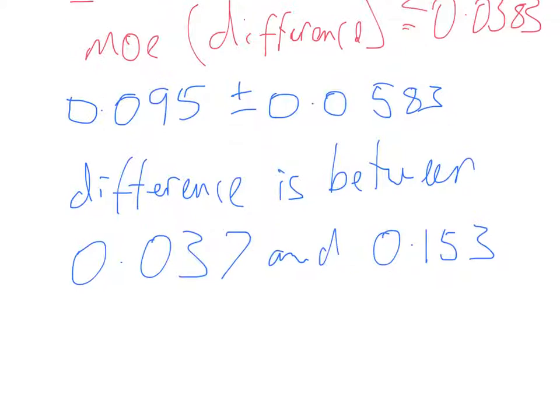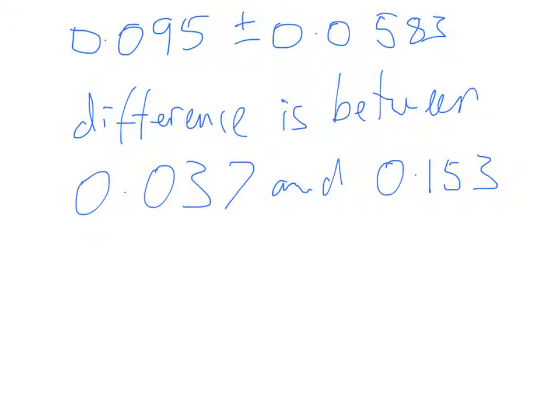Right, so given this, the smallest difference we can have is 3.7%. And the biggest difference we can have is 15.3%. Now, in all of those situations between there, none of them are negative. There's no negative numbers in there, which means that it's clear that we can be confident that Australians care more about the make of car than New Zealanders do when purchasing.